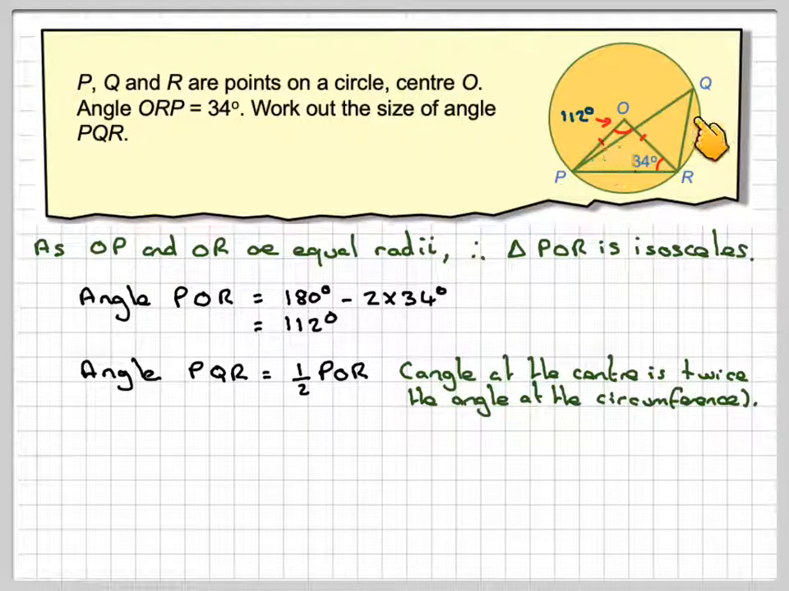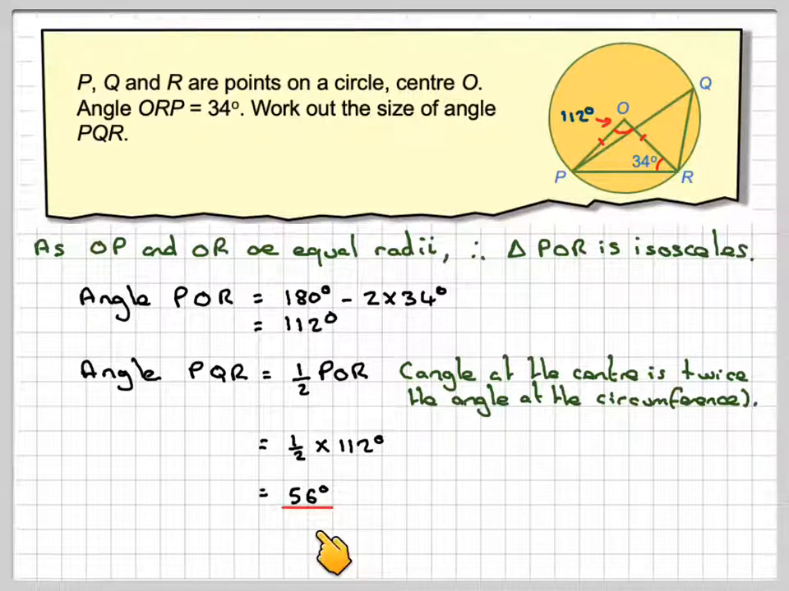So this one here will be half of this angle. So therefore half of 112 will be equal to 56 degrees. So this angle here will be 56 degrees. So this has been a video to show you how to use the angle at the centre property, and using the fact that a triangle is isosceles in a circle, in this particular circle.